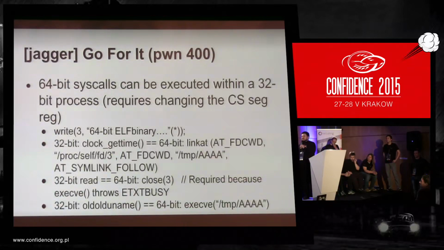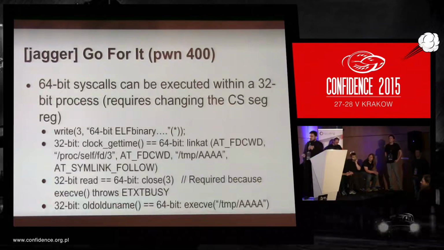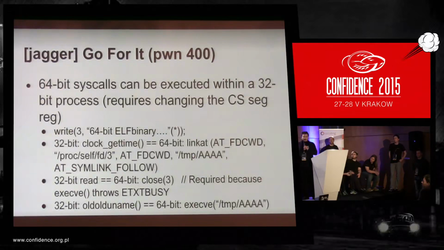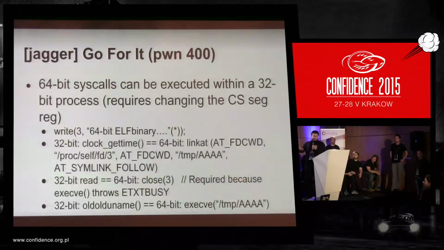And you can write there an ELF binary, which should be 64-bit, and the write syscall is allowed in the policy. Then you can use a trick with switching your code segment, so you can execute 64-bit syscalls. Then you should use linkat, which will make this hidden file appear on the file system. Then you should close this file, because otherwise you will never execute it: the system will throw ETXTBSY, because you cannot execute files which are open for writing. And then obviously you should use the execve 64-bit syscall, which is also allowed in the 32-bit policy.